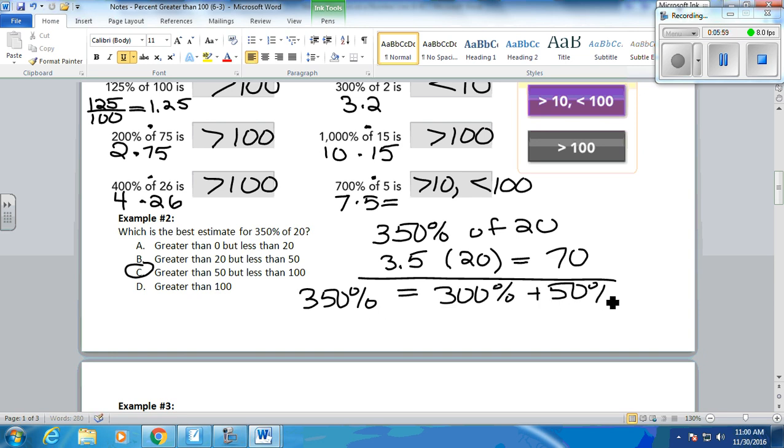If I break these percents apart into easy percents that I know, 300% is the same thing as multiplying by 3. So I did 3 times 20. And then 50% is the same thing as multiplying by a half. So I'm doing a half times 20. 3 times 20 is going to give me 60. A half times 20 is going to give me 10. So 60 plus 10 would also give me 70, which is greater than 50, but less than 100.